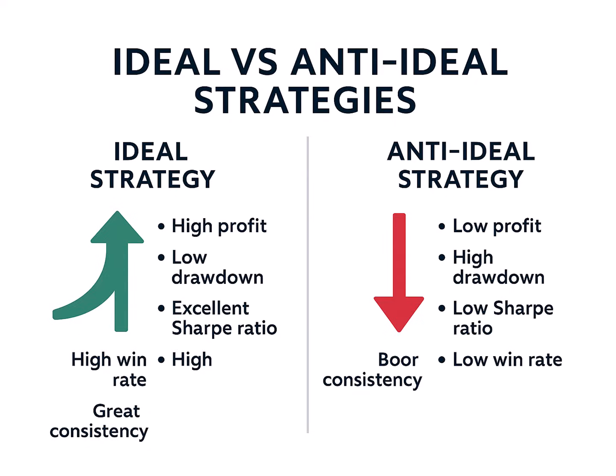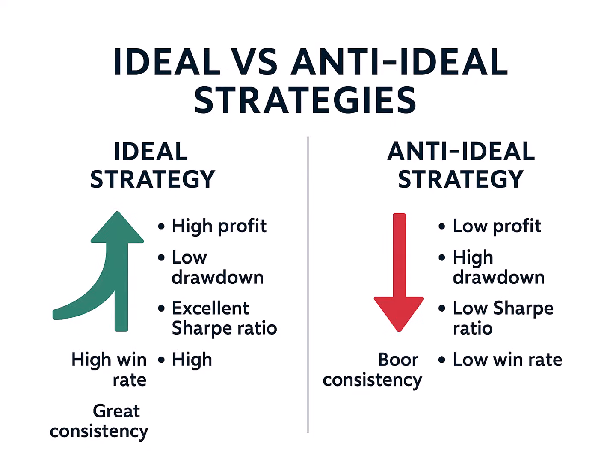Again, as I said, the ideal strategy is not a real one, but it's a theoretical reference point, and it represents the best possible value for each single metric. So in the ideal strategy, profit is as high as possible, drawdown is as low as possible, Sharpe is excellent, win rate is high, consistency is great. And basically it's the strategy we all wish we had. On the other side, we have the anti-ideal strategy, and this represents the worst acceptable values for each metric. So here, profit is terrible, drawdown is huge, Sharpe is low, and consistency is bad. It's not the worst imaginable thing, because it's the worst we are willing to tolerate.